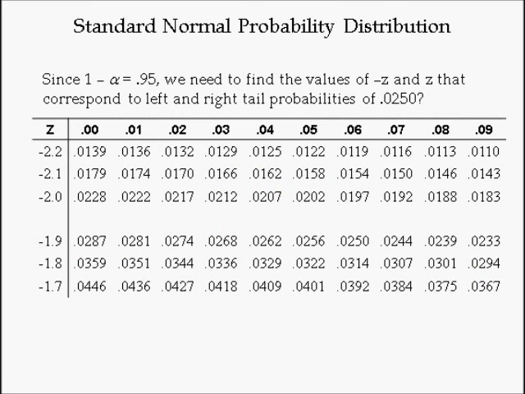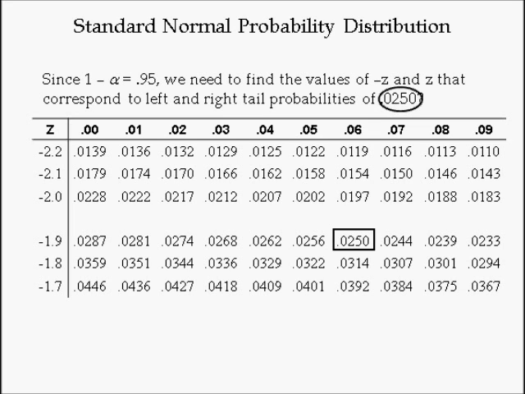Because 1 minus alpha equals 0.95, and there are 2 tails in an interval estimate, we need to find the values of negative z and z that correspond to left and right tail probabilities equal to alpha divided by 2, or 0.0250. Because the population standard deviation is known, and we have a sample size of 36, and the population is not highly skewed, we can use the standard normal table.